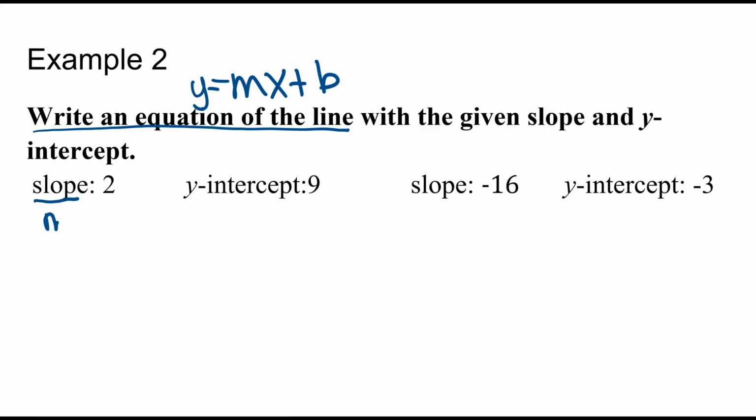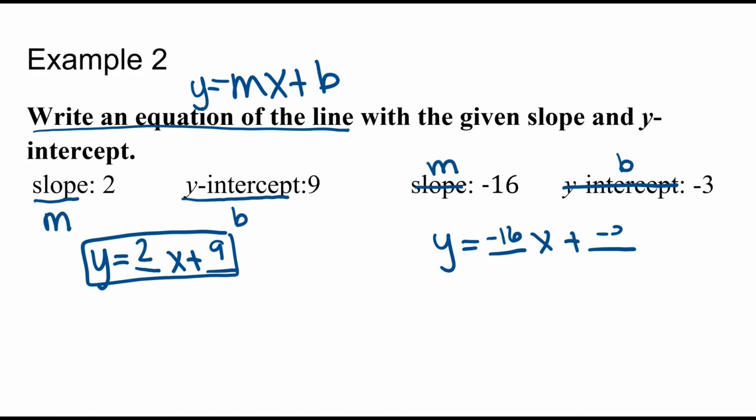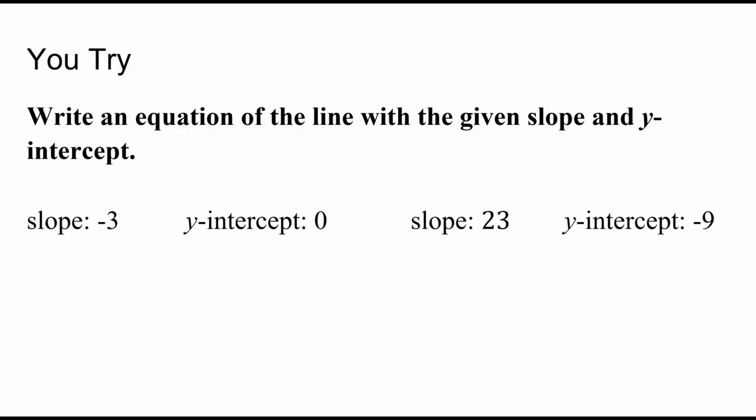Every time I see that, I think y equals mx plus b. And in this case, they actually give me the slope. I'm going to write the letter m, and they give me the y-intercept. I'm going to write the letter b. And so the equation is y equals mx plus b. My slope is 2, my y-intercept is 9, and I'm all done. Y equals mx plus b. Slope is m, y-intercept is b. So y equals -16 plus -3. You can always rewrite that. You can keep the plus negative or just have a subtraction. You try these two and press play when you're ready to see the solutions.